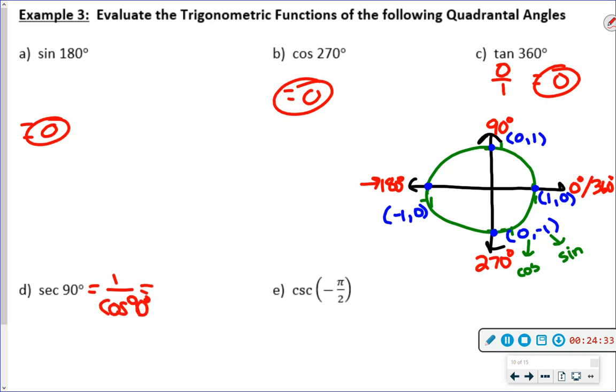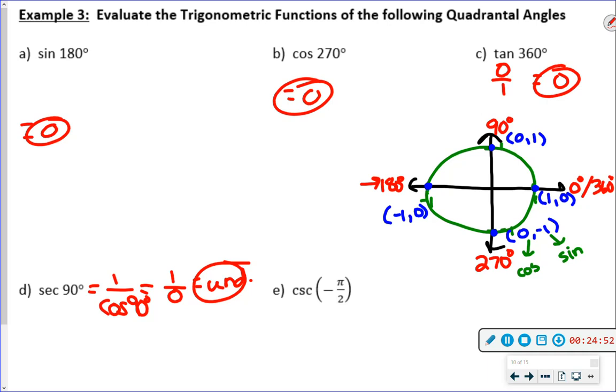That's under the reciprocal identities. So I'm like, okay, I got it. Cosine of 90, cos would be the first coordinate, 0. So I have 1 over 0. That's a little problem. What's 0 under the line? Undefined, yeah. Can't do it. Whatever.